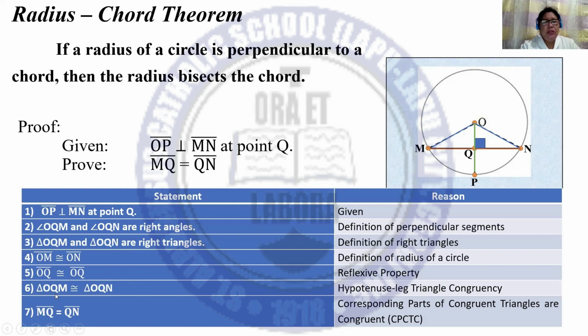Next, we have triangle OQM is congruent to triangle OQN. The reason is hypotenuse leg triangle congruency. Hypotenuse leg triangle congruency states that if the hypotenuse and a leg of one right triangle are congruent to the hypotenuse and a leg of another right triangle, then the two triangles are congruent. And therefore, segment MQ is congruent to segment QN. And the reason is congruent parts of congruent triangles are congruent.